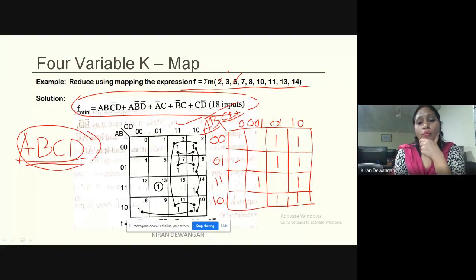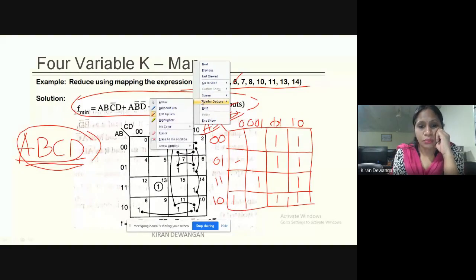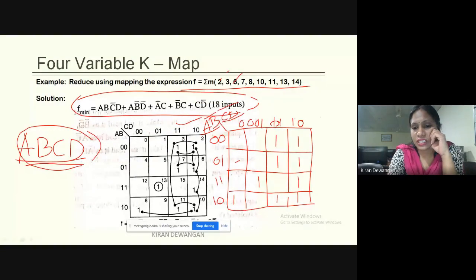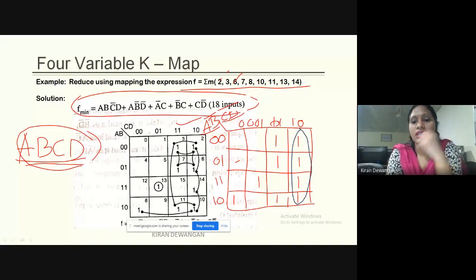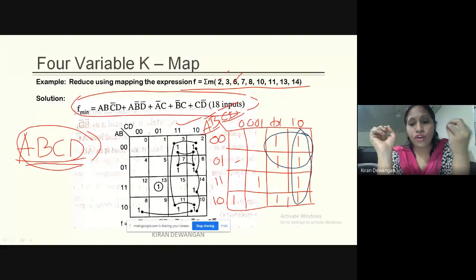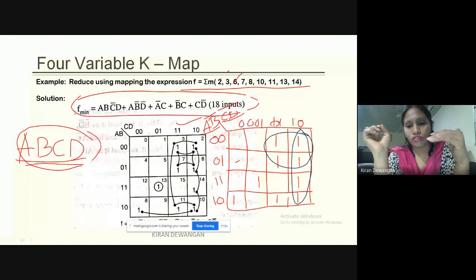Now we need to form the quads or pairs. For forming the quads or pairs, we need to look for the adjacent min terms present in the function. Clear? So the adjacent min terms are, this is our quad, the quad which is present here. We can even form a quad, this one. So we'll try for quad first. If a quad cannot be formed, then we will do pair formation.